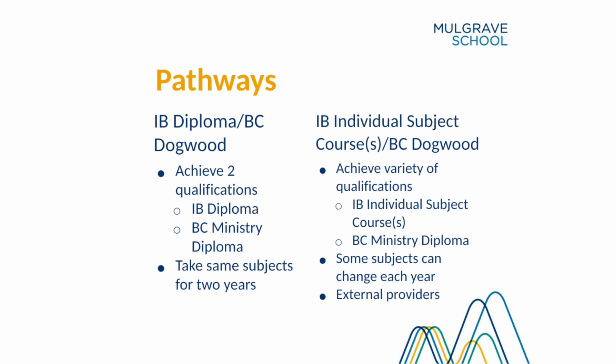which requires selecting 6 different subjects, the same subjects for 2 years, 3 at higher level, 3 at standard level, and that will allow our students who choose this pathway to graduation to graduate with 2 qualifications. One is the BC Ministry Diploma, the so-called Dogwood Diploma, and the other one is the International Baccalaureate Diploma.